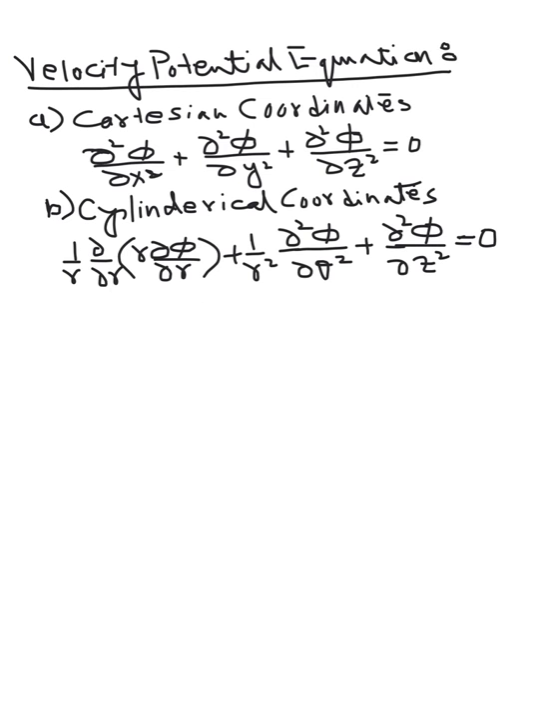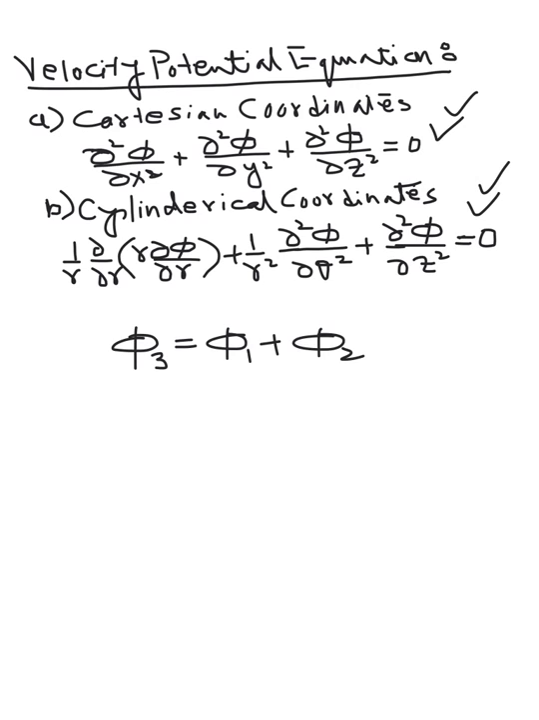Here the equation has been represented in Cartesian as well as cylindrical coordinates, and this is a linear equation. Various solutions may exist. Mathematically there will be n number of solutions. Since the equation is linear, the solutions can be combined. For example, phi1 and phi2 are two different solutions. They can be combined to get another solution.